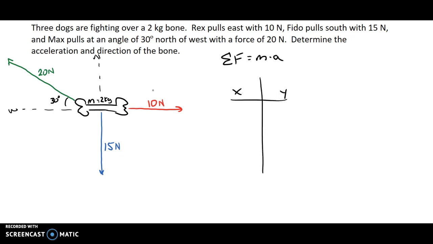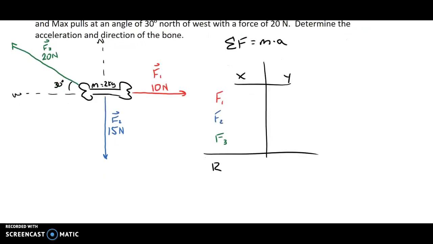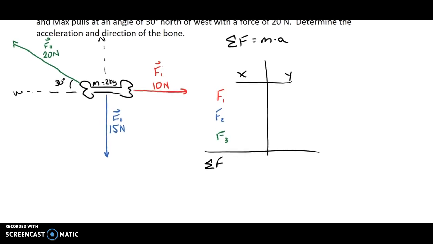All right, let's call this F1. We'll call this one F2. And we'll call this one F3, just from an organizational standpoint. So if I add F1, F2, and F3, I would get a resultant, all right, which would be my total force, right? It would be the sum of the forces, and it would have a component that's in the x, and in the y.